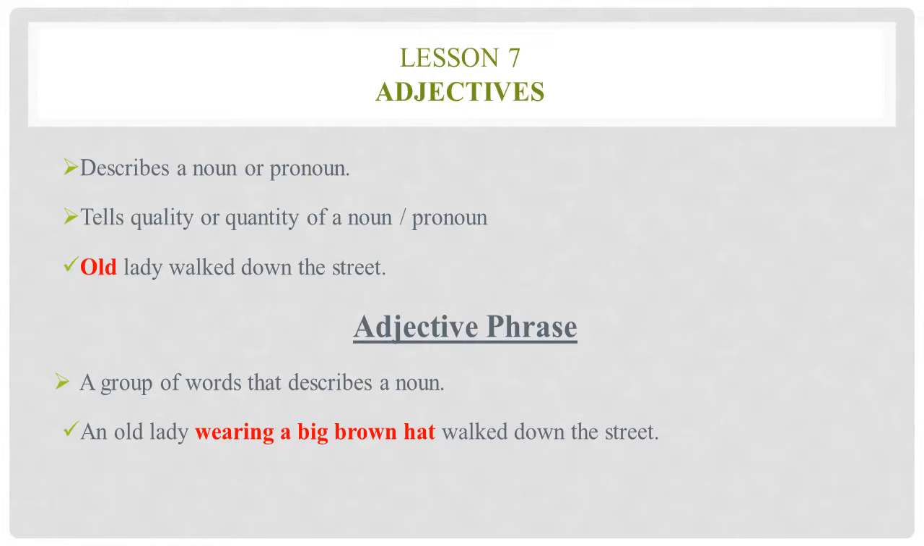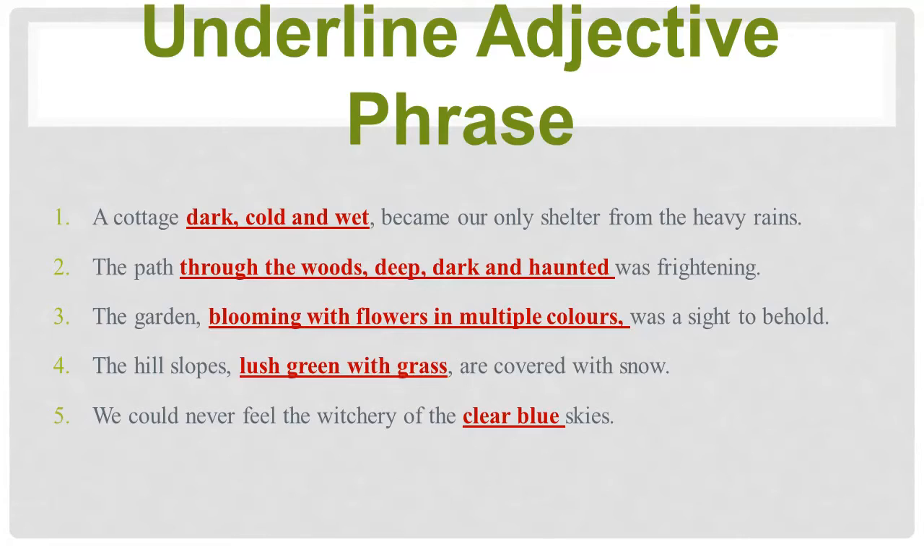Underline adjective phrase. Exercise. In these sentences, we have to find the adjective phrase, and we are going to underline it. A cottage, dark, cold and wet, becomes our only shelter from the heavy rains. Noun is cottage. Adjective phrase is dark, cold and wet. That describes the cottage. The path through the woods, deep, dark and haunted, was frightening. Noun is the path. And adjective phrase is through the woods, deep, dark and haunted.